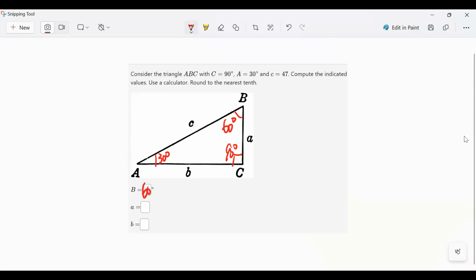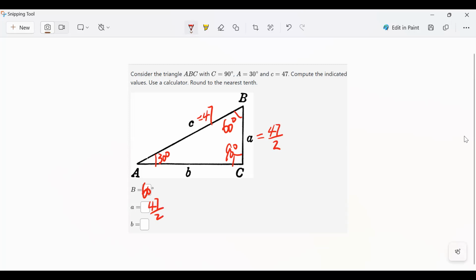Then we also need to find side A and side B. C is 47. The side opposite the 30-degree angle A is half of 47. So A is 47 over 2. And then for B, how do we do this?